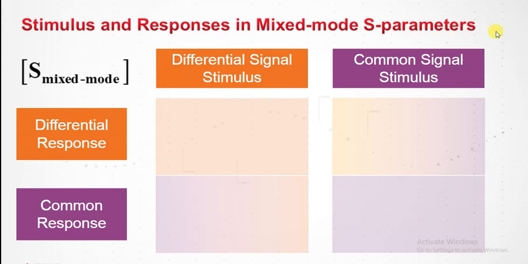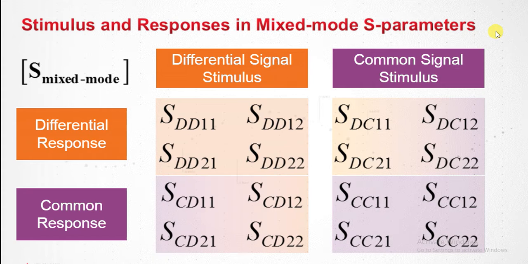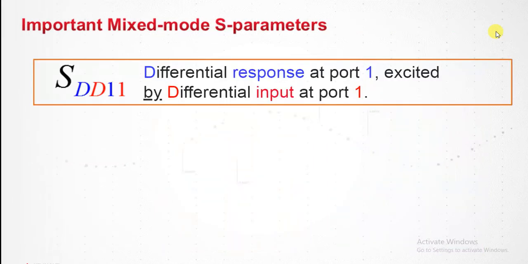Now this might seem really intimidating at first because we have 4 times 4, that's 16 S parameters, and they're complex, so you have to multiply by 2, so that's many numbers. The key is not to get lost in all this data. There are a couple of key S parameters that we look at, especially SDD11. To make sure the nomenclature is clear, the first D in blue is a differential response, and the blue number 1 is a response at port 1, excited by the red differential input at port 1.